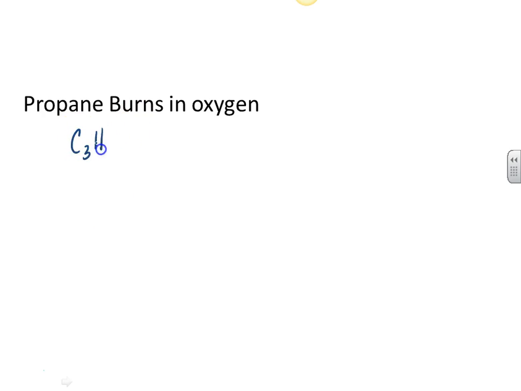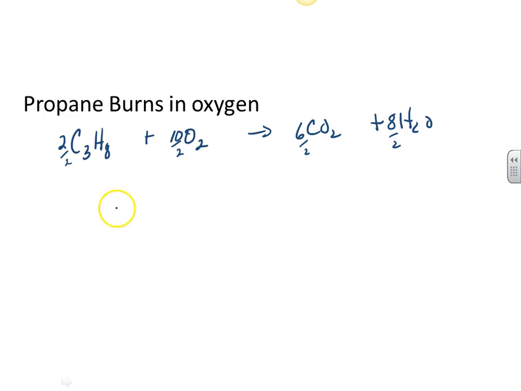Propane, C3H8, burns in oxygen, O2. CO2 plus H2O. Okay, I've balanced that, but I also notice that each of these coefficients is divisible by 2, so I started with the wrong coefficients. I can reduce them and say C3H8 plus 5O2 yields 3 CO2 plus 4 H2O. And that would be a balanced equation.